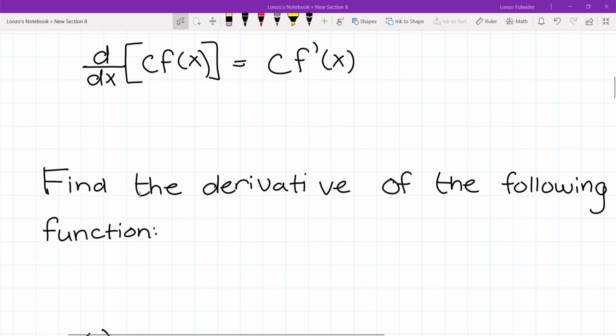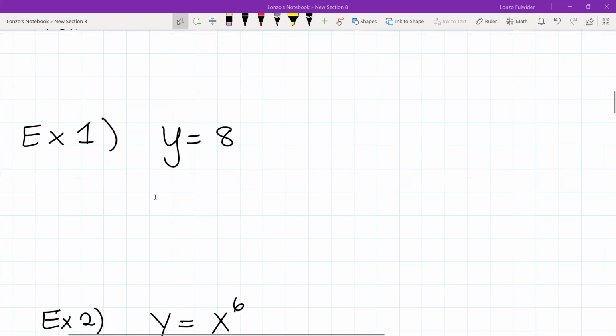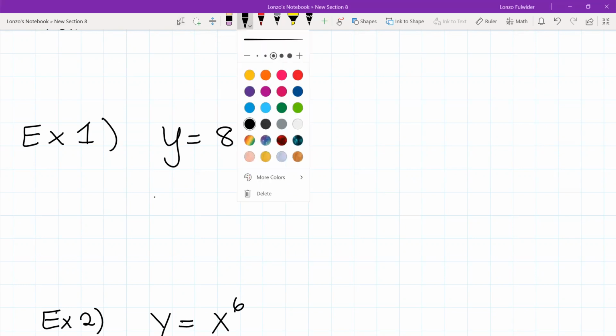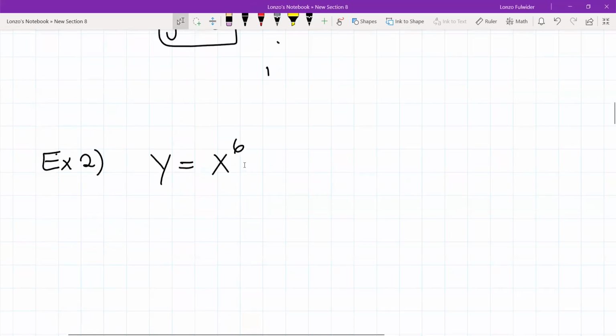It says, find the derivatives of the following functions. So let's start with example 1. Find the derivative of y equals 8. Well, the derivative of a constant is always going to be 0. So the derivative of this is going to be y prime equals 0. Anything with a number, or anything without a letter, is always going to be 0. Okay, let's move on to example 2.